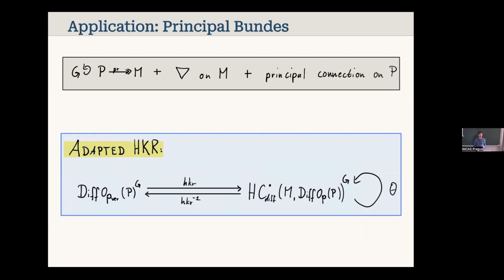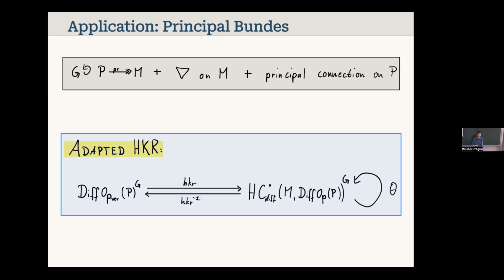So combining things from before, if you have a principal bundle, so you have a surjective submersion and a Lie group action, and you have a covariant derivative on M and a principal connection on P, kind of being compatible with a principal bundle structure, then you can combine these HKR theorems for surjective submersions and for Lie group actions and actually get an adapted HKR theorem that controls the deformation theory of principal bundles. And this really computes the cohomology of the differential operators on M with values in the differential operators on P that are invariant and gives you the invariant differential operators that are actually vertical.